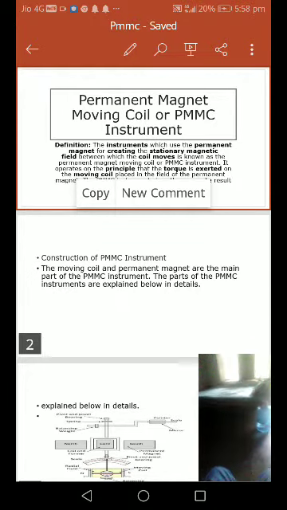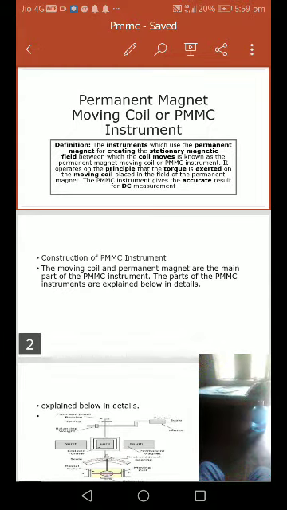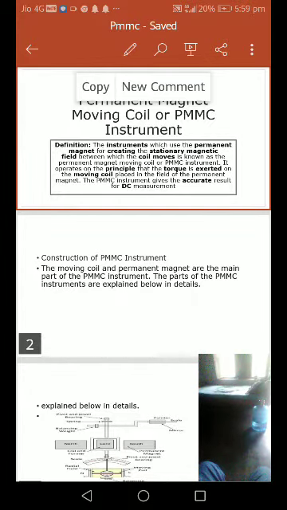The definition of the PMMC instrument: it is the instrument which uses a permanent magnet for creating a stationary magnetic field in between which the coil moves, known as the permanent magnetic moving coil or PMMC instrument.